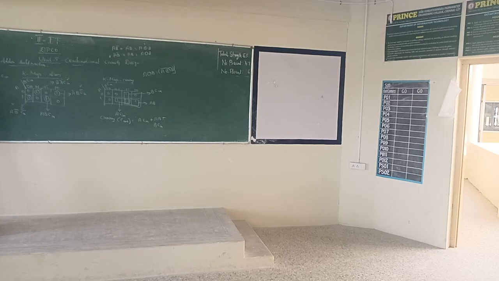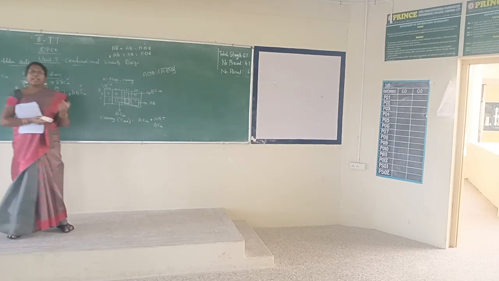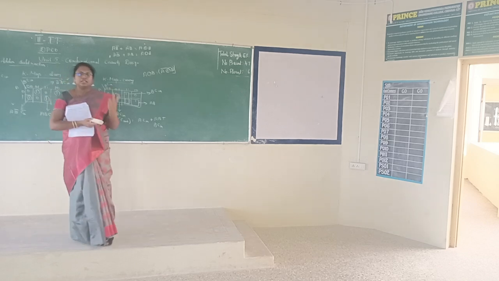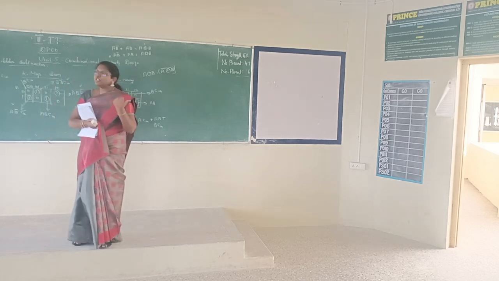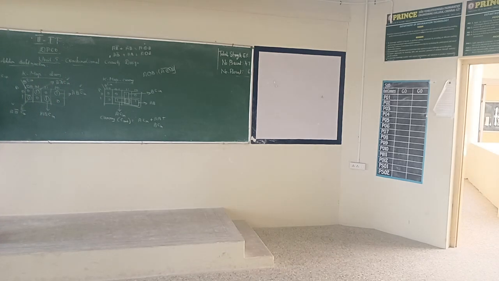this sum into a simplified form using some laws, right? We can simplify the expression using the K map or the tabulation method. So if the expression does not simplify with the K map, what can we do? We can simplify using laws, right? So we are going to use some Boolean laws. Listen.